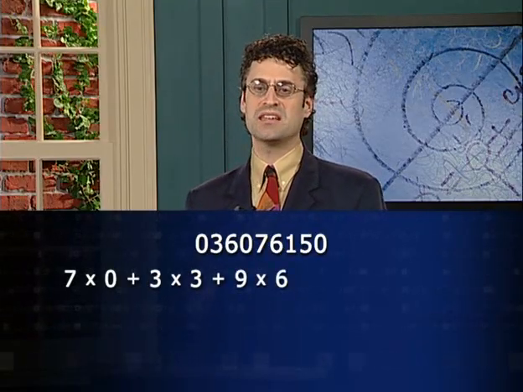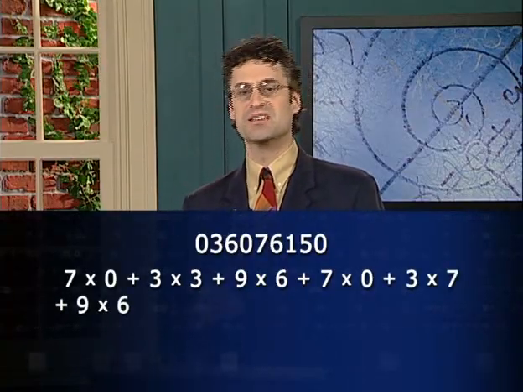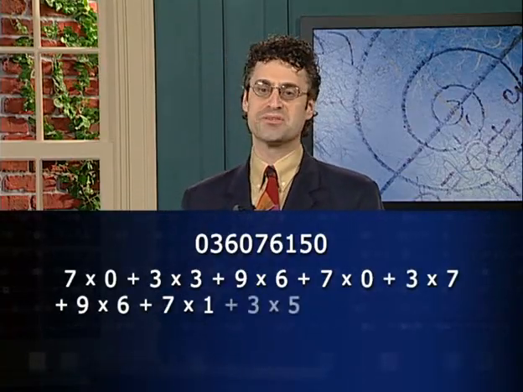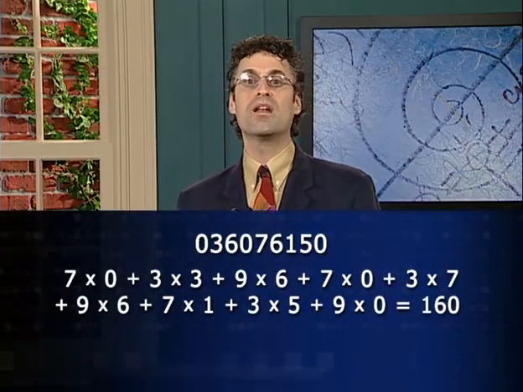For example, one branch of Citizens Bank has routing number 036076150. If we produce the corresponding auxiliary number, we'd see 7 times 0 plus 3 times 3 plus 9 times 6 plus 7 times 0 plus 3 times 7 plus 9 times 6 plus 7 times 1 plus 3 times 5 plus 9 times 0. And that works out to be 160.